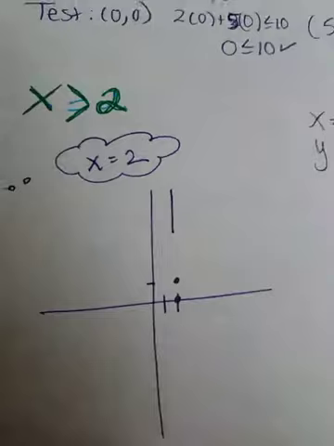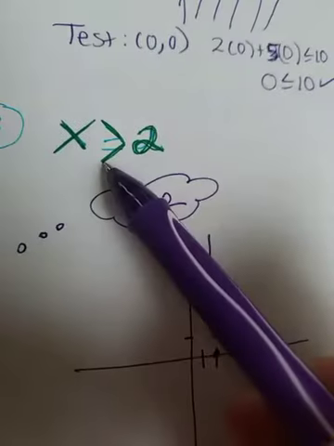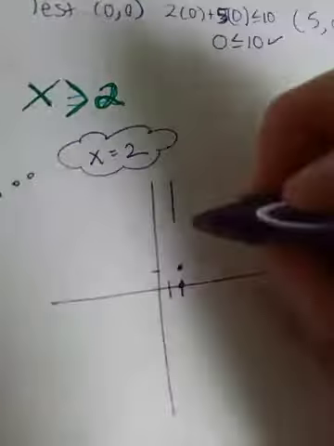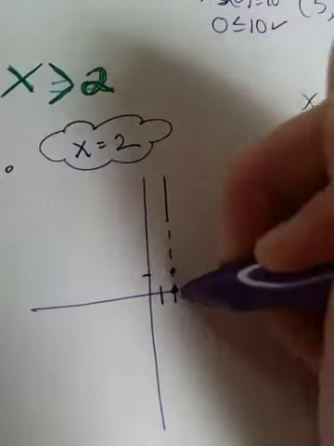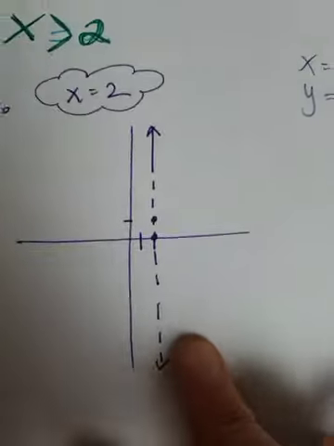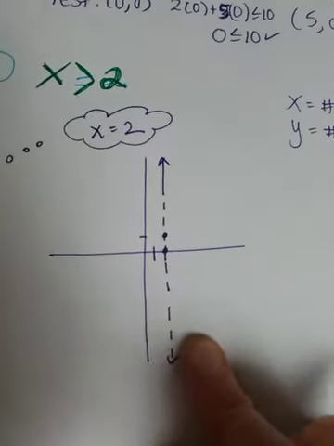I have a vertical line, oops, I shouldn't have drawn it yet, going through 2. Now before I draw it, I need to go back up and say, hey, it's just a greater than, not a greater than or equal to. So this is a case where I will have a dotted line going through x equals 2. Now remember, a dotted line means that any point on the line would not be a solution to the inequality.